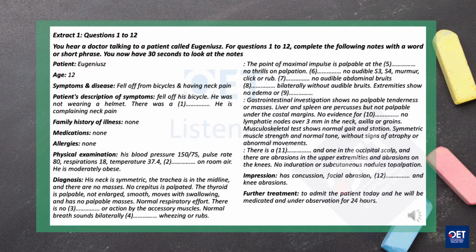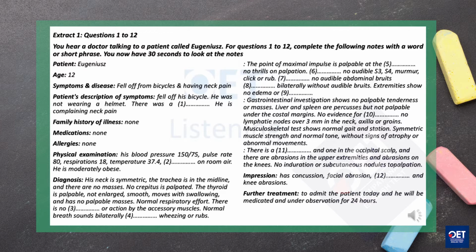on room air. He is moderately obese. His neck is symmetric, the trachea is in the midline, and there are no masses. No crepitus is palpated. The thyroid is palpable, not enlarged, smooth, moves with swallowing, and has no palpable masses. Normal respiratory effort. There is no intercostal retraction or action by the accessory muscles. Normal breath sounds bilaterally with no rhonchi, wheezing, or rubs. The point of maximal impulse is palpable at the 5th ICS in the MCL.